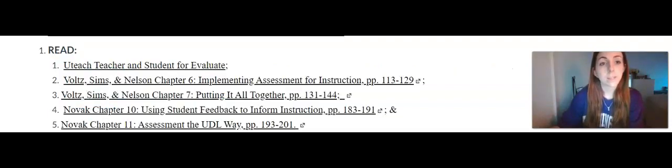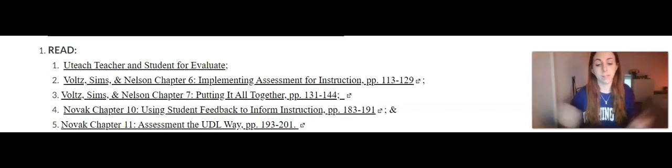So then for week 6, for the first one, UTech teacher and student for evaluate. That reading clearly defined what the student and the teacher does during the evaluation stage of the 5E model, which is really critical for us to know for our lesson plan because we need to break down those components of what goes into an evaluation on both sides.